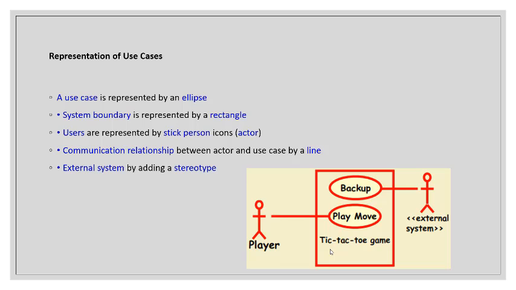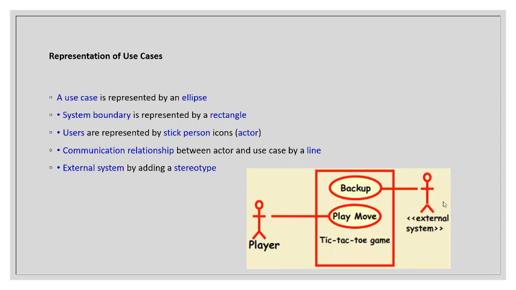The line connecting an actor and the use case is called a communication relationship. This is called the communication relationship between actor and use cases. It indicates that an actor makes use of the functionality provided by the use cases. Both human users and external systems can be represented by stick person icons.